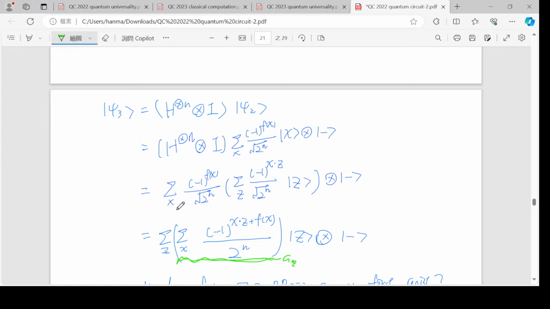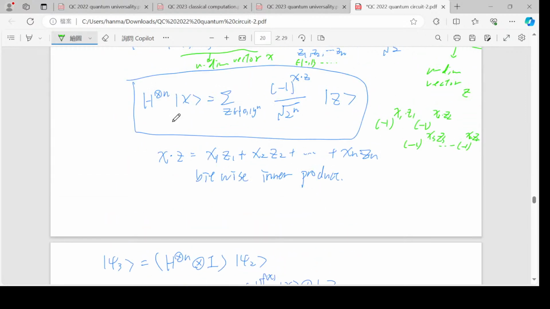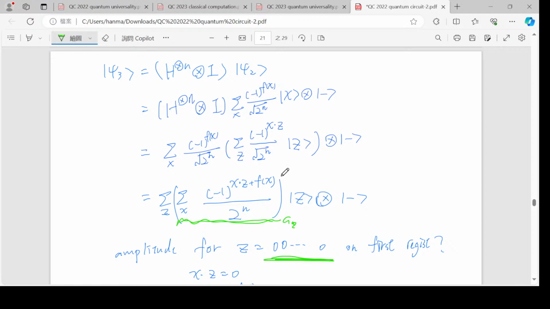So we have the summation over x of minus 1 to the f of x, and then we have H to the n on x, and we said it will be this thing. We'll get another summation over z, and a factor of minus 1 to the x dot z, over the square root of 2 to the n. So how do we deal with all these things? We have two summations, and usually what you do is switch the ordering of the summation. So how about we sum over x first, then sum over z. Let's group all the phases together.